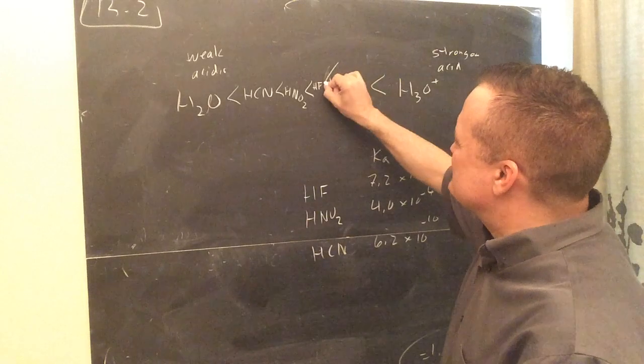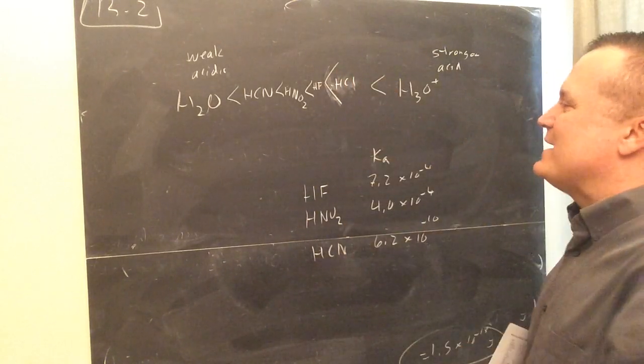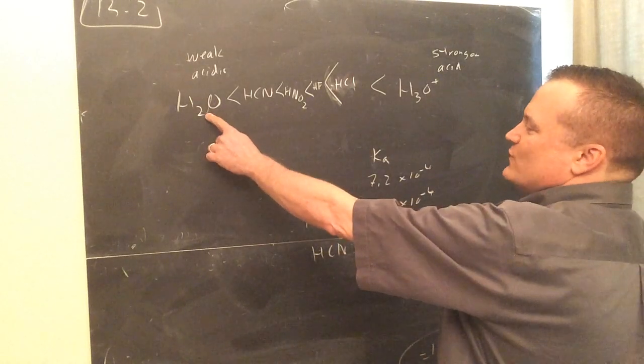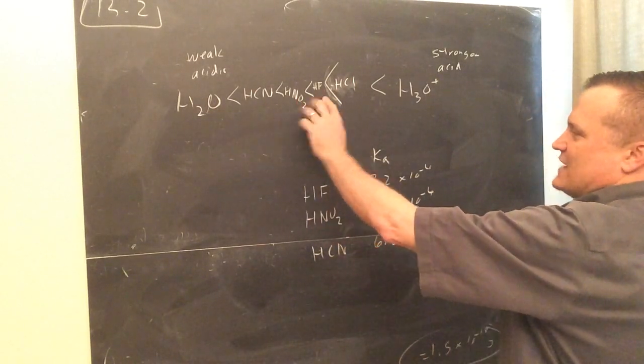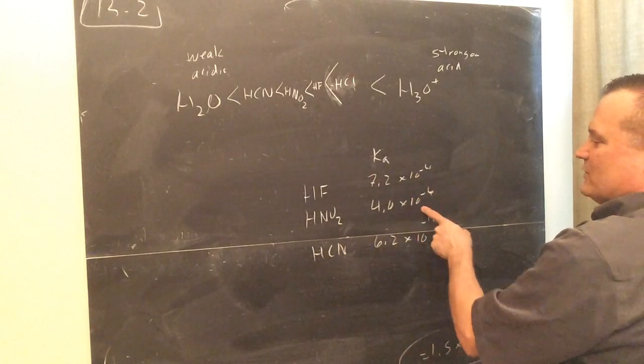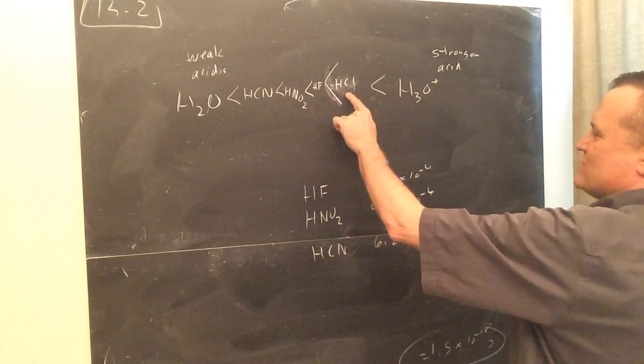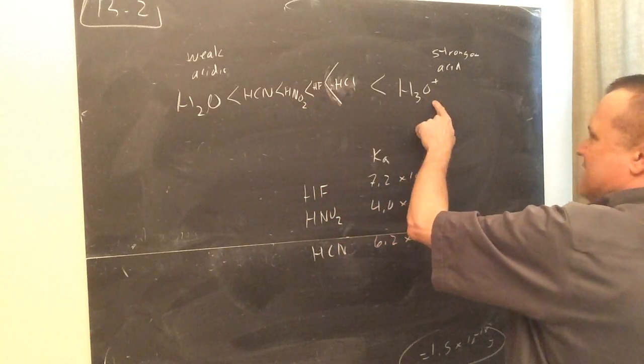All the weak ones, and now suddenly a strong HCl. I wouldn't normally write it that way. I just wanted to fit it there. So water is the weakest, then HCN, HNO2, HF. These three, because the Kas tell you, bigger number, middle, smallest, small, middle, bigger. And then HCl is the strongest acid, except that the strongest acid species is H3O+. Okay.